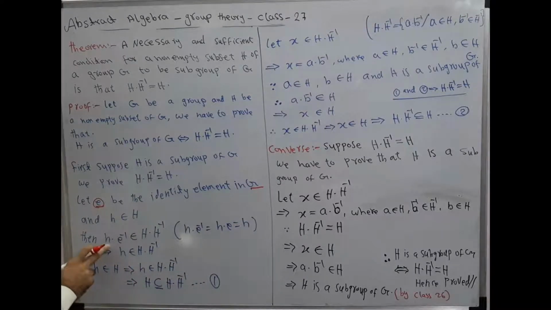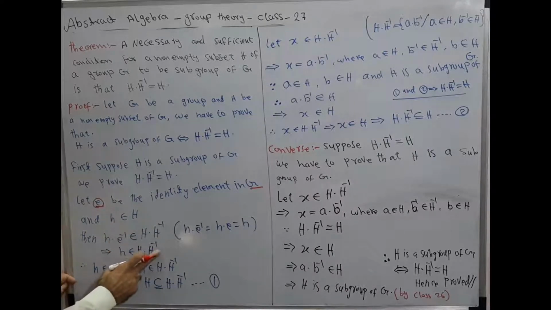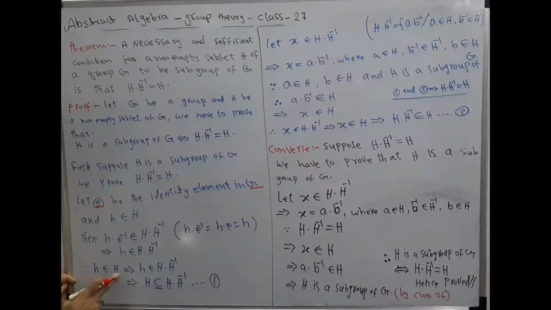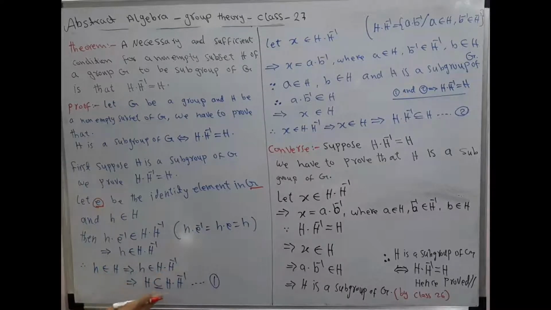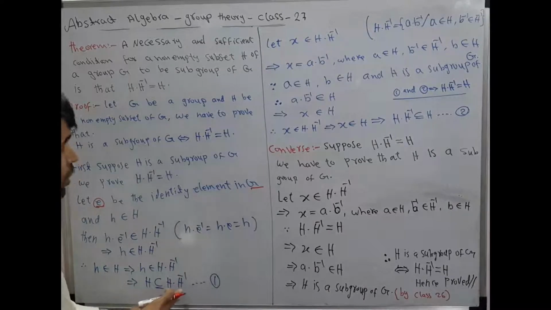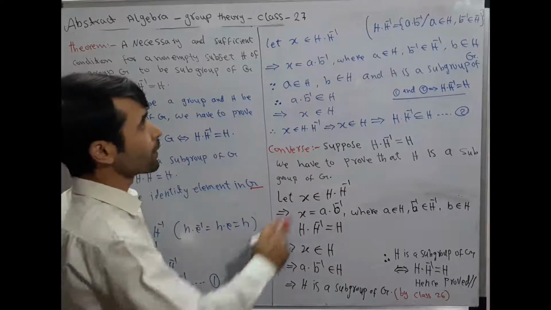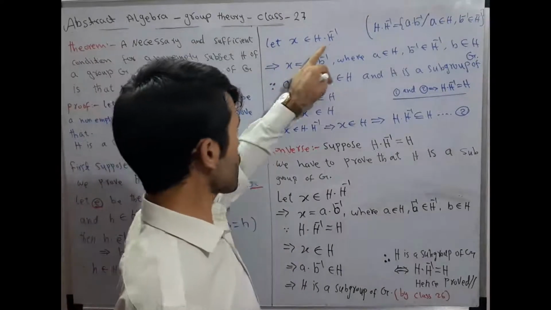Therefore, instead of h into E inverse, we put h. h belongs to H into H inverse. Therefore, h belongs to H implies h belongs to H into H inverse, so H is a subset of H into H inverse. We call this relation 1.